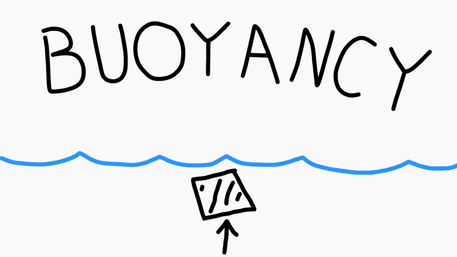Buoyancy, the mysterious force that decides whether or not something floats. In real life, buoyancy is the upward force that acts on an object in a fluid. The more of an object is submerged in a liquid, the more buoyant force is applied. But what if we wanted to make objects float in a game engine just like they do in reality?